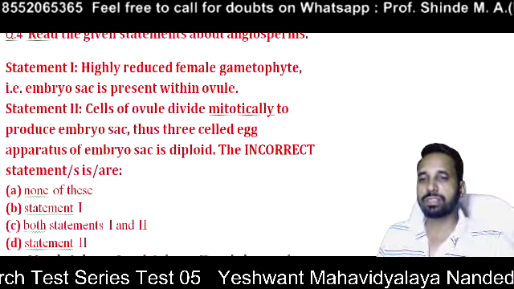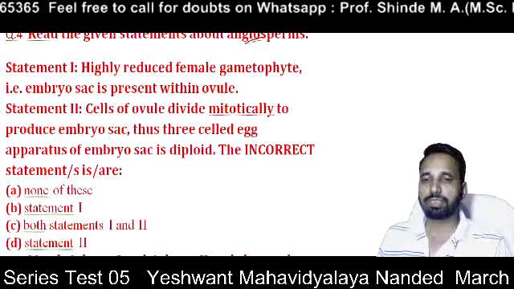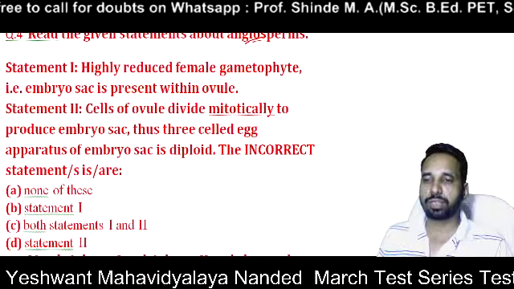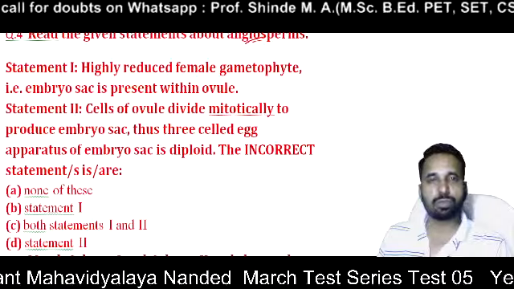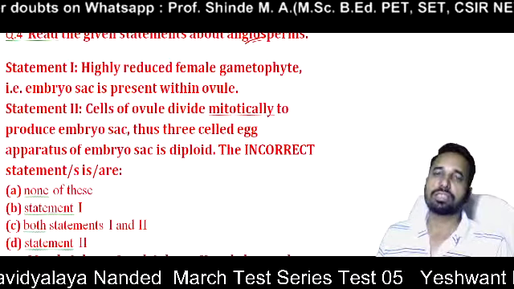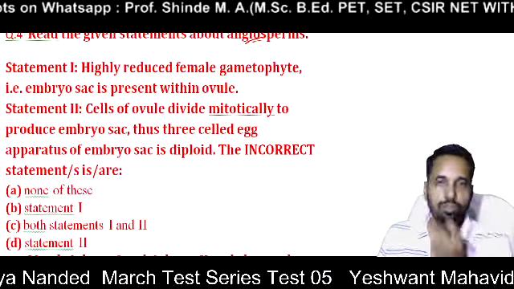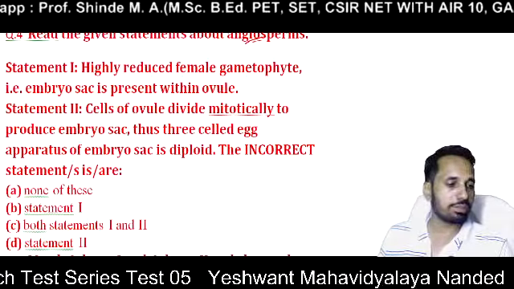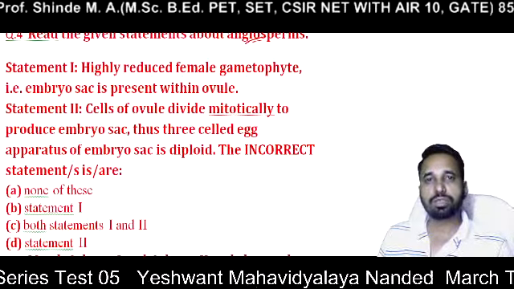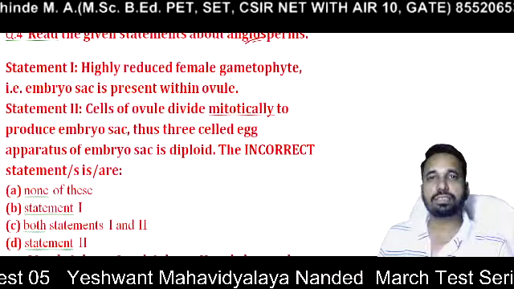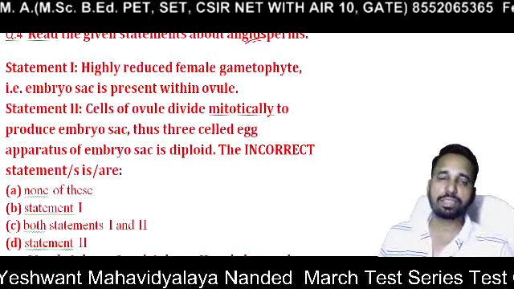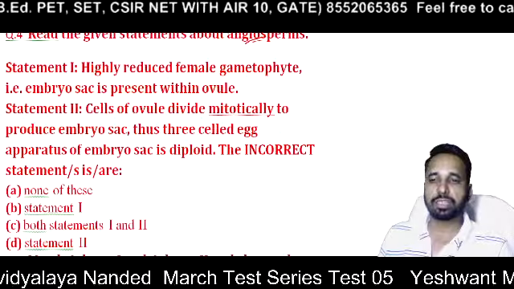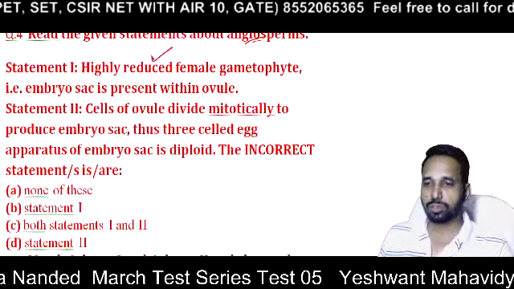Next, read the given statements about the angiosperms. Remember, these are for angiosperms. First, highly reduced female gametophyte, that is embryo sac, is present within the ovule. Nothing wrong, because the gametophyte, which was once the totally dominant stage in algae, and then in bryophytes a bit reduced, in angiosperms is highly reduced and restricted to just 7 cells and 8 nuclei. So I don't find anything wrong in this statement. This is true.